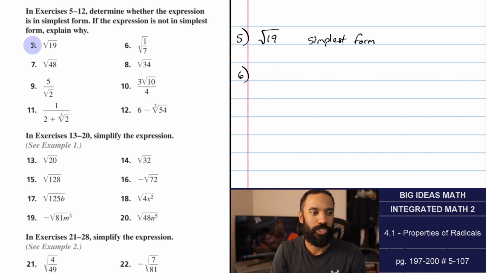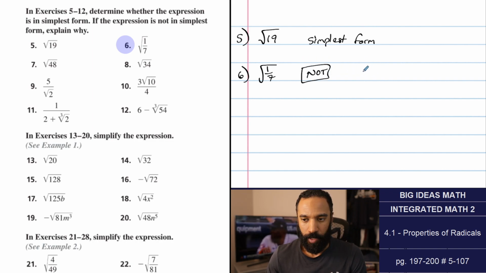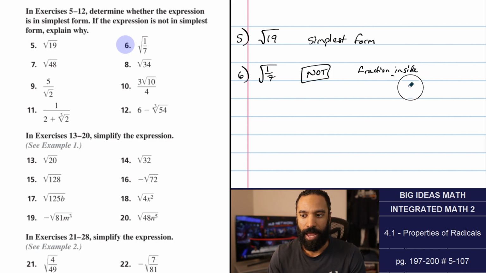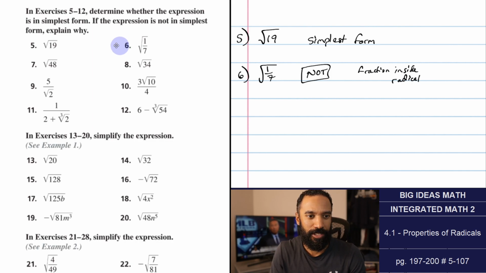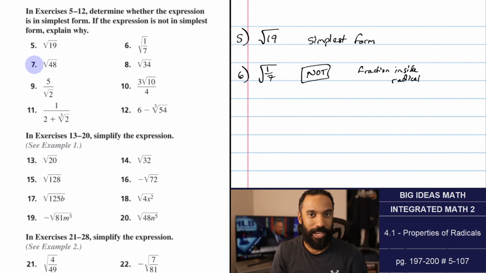Number 6, we got the square root of 1/7. Square root of 1/7 is not in simplest form. Reason: fraction inside the radical. Sounds like we're not actually simplifying it though, but there's a fraction inside your radical. They call it the radicand. Maybe I'm not using the right phrase. The radicand is a fraction. That's how I want to say it.